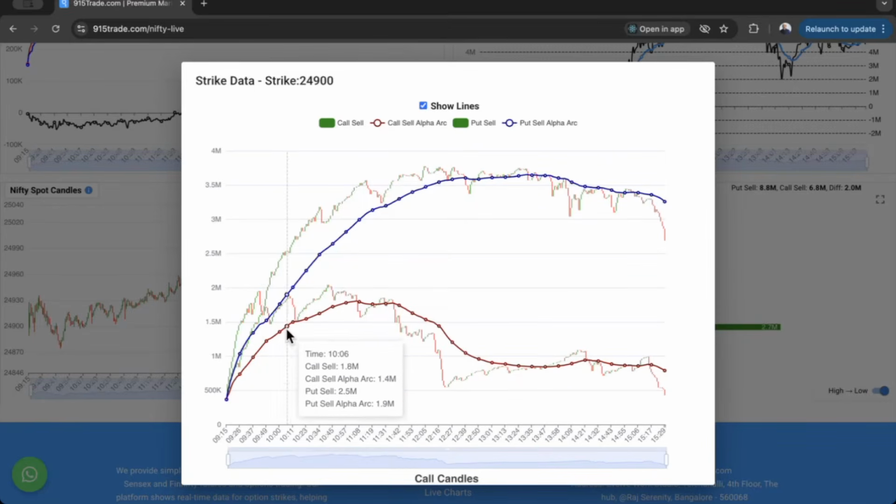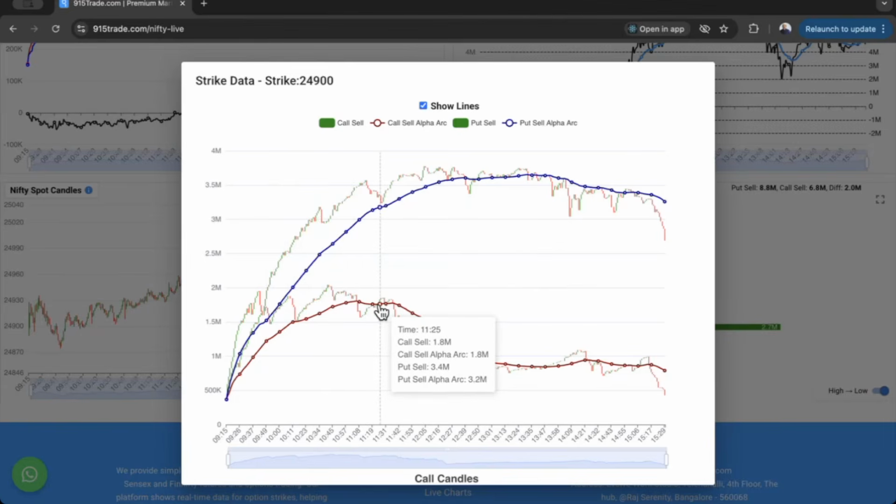I think somebody asked the question, right? I don't remember the name. I am telling you not to take an entry here. While the line is growing, don't take an entry. When it is slowing down, start taking your entries.